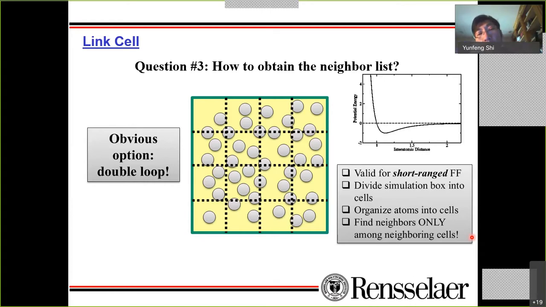So the solution is the so-called link cell, right? So how does it work? Here we show you a system, fairly big, maybe 30 or 40 atoms already in it. The trick is that we are not going to do a double loop, but rather the first step is that we are going to throw the atoms in the grid.